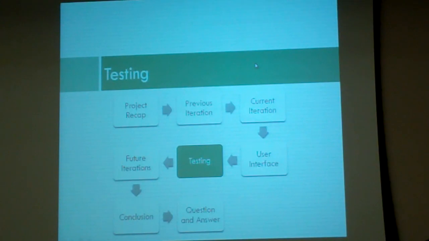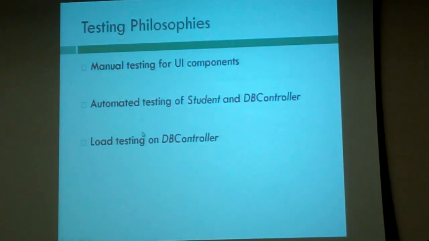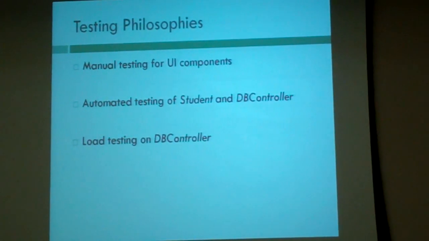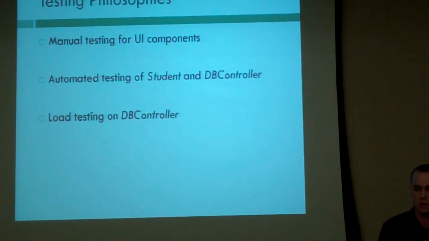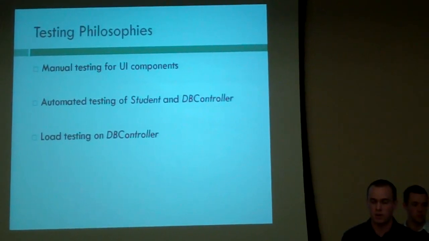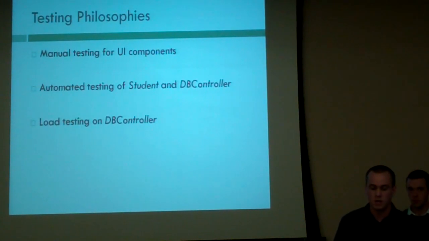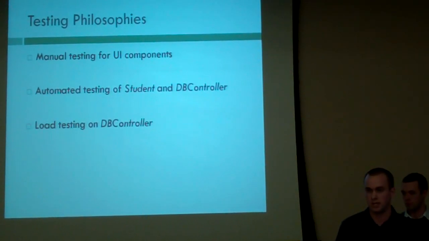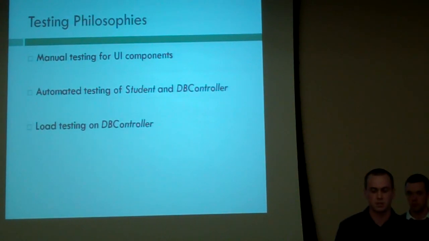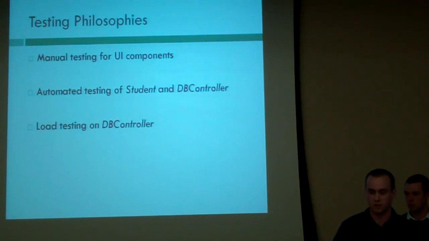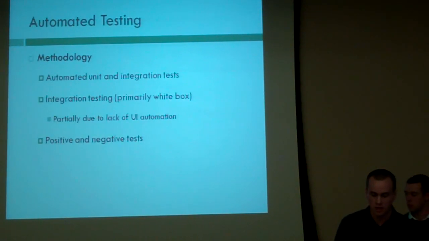So I'll cover testing now. And basically what we've done for testing from the UI perspective is a lot of manual testing just because of the difficulty of automating a lot of that. We do have automated tests for our student object and for the database controller class that we use. And we have done load testing on the database controller, even though that wasn't a specific requirement, just to make sure that our code was robust enough to be on a slow machine or somewhere facing a situation that we wouldn't exactly design it for.